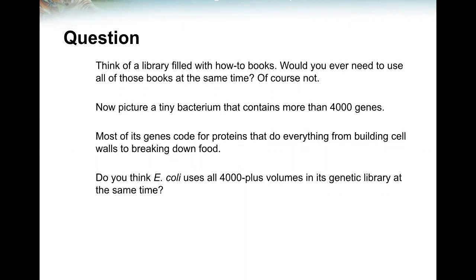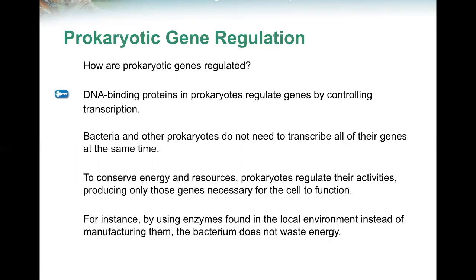Most of its gene codes are for proteins that do everything from building cell walls to breaking down food. Do you think E. coli uses all 4,000 plus volumes in its genetic library at the same time? How are prokaryote genes regulated?